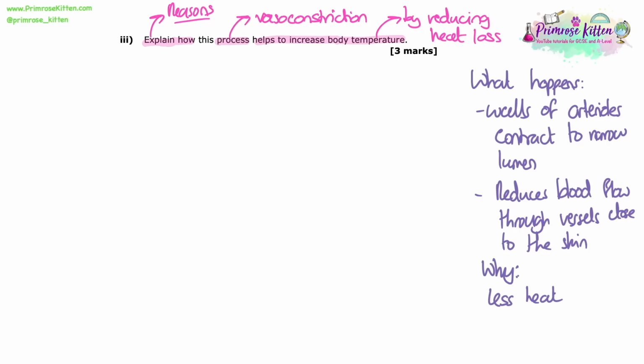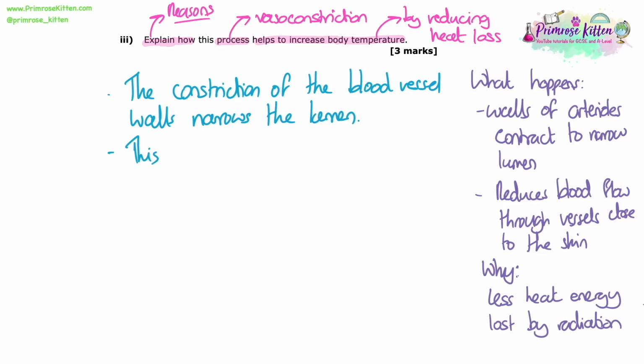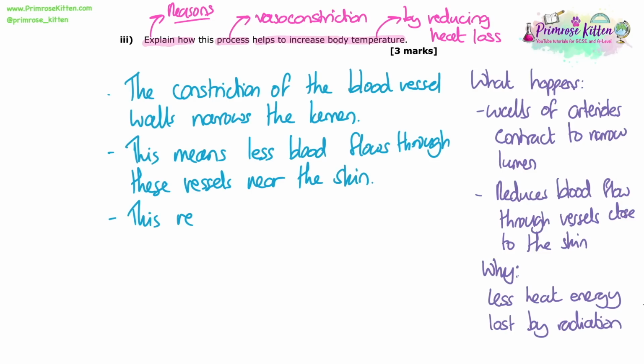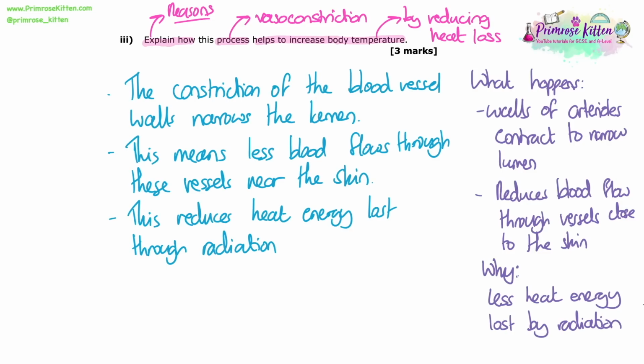The why does that help to increase the body temperature? Because it reduces the amount of heat energy lost through radiation from the blood. And that's because these blood vessels, where it's happening, are close to the skin. The constriction of the blood vessel walls narrows the lumen. This means less blood flows through these vessels near the skin. This reduces heat energy lost through radiation. Okay, so you've got 3 bullet points, and there are obviously variations in the language you can use. Even if you said something slightly different, that should be fine. And we've done our 3 things for 3 marks. And we've explained the process and then how or why it helps to reduce heat loss.